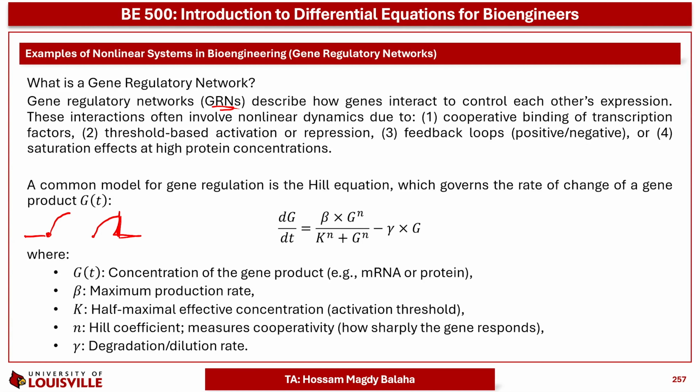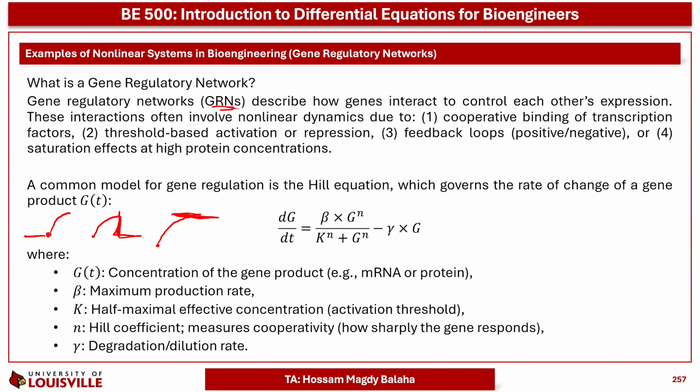Also, we can have feedback loops, whether they are positive or negative, in our system or network. Or we have saturation effects. For example, we have a component in this network where the output increases until it reaches a certain value, and at high protein concentrations, there is no more output. It will be kept at this level. So by including all of these in a big network, which is the GRN, the final output of this network isn't predictable, and it will be for sure nonlinear.